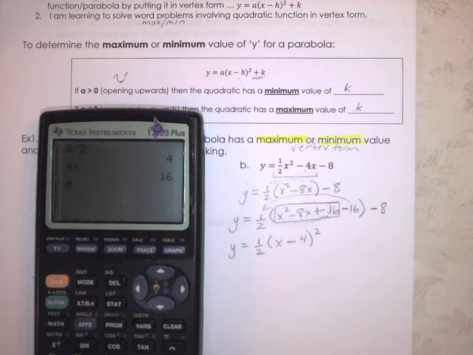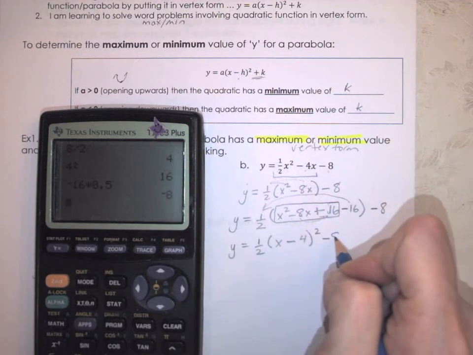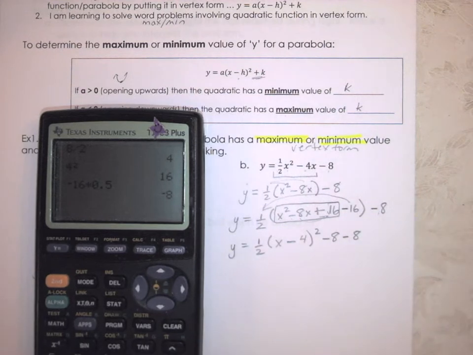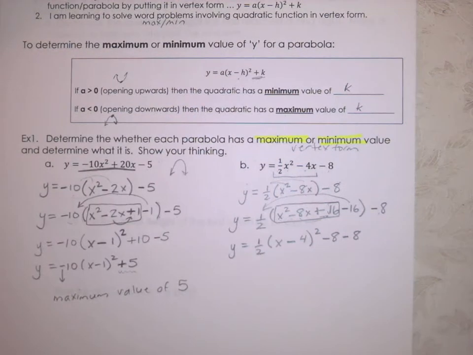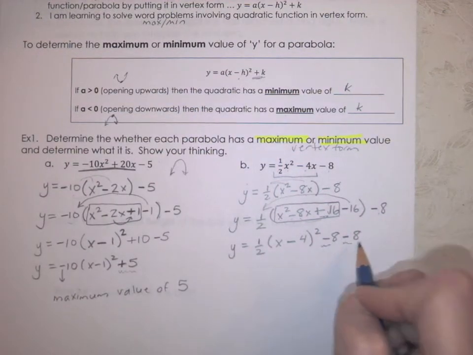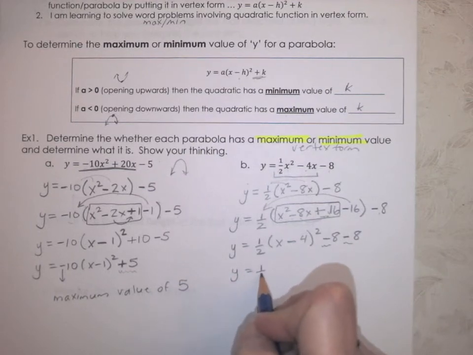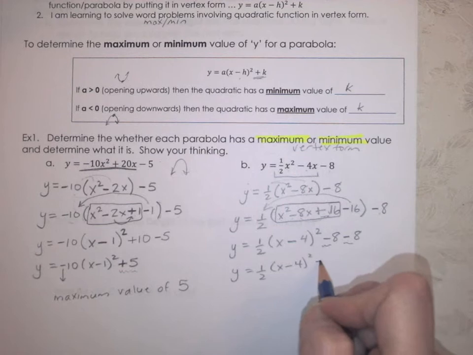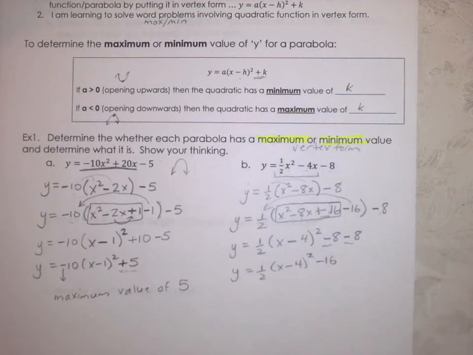So -16 times a half, so times 0.5 is -8, minus 8, this -8. Or you could do -16 times 1 divided by 2, also gives you -8. So then these are like terms, so we can combine them and get -16. Don't forget your squared there.